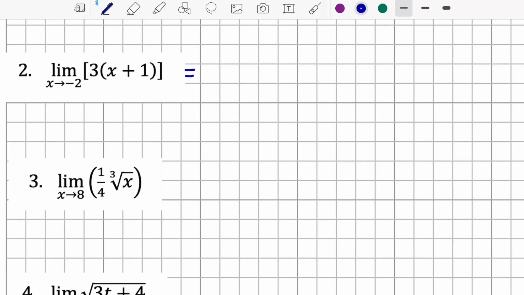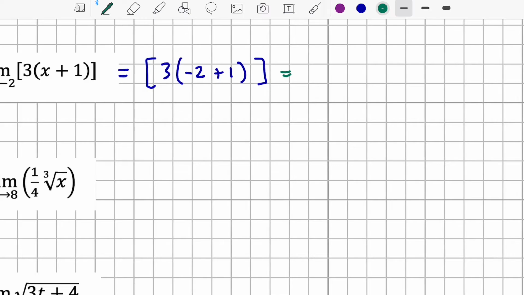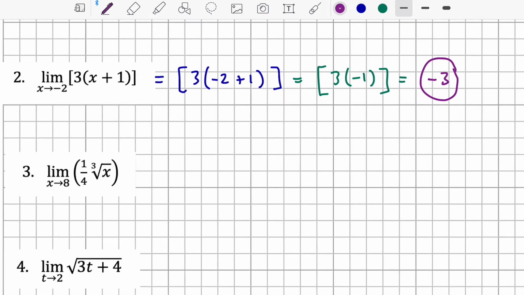What that means is this: you're going to get rid of the limit, and you're going to plug in that -2 wherever you see an x. So let's do that. So it'll be 3 times the quantity x becomes -2, plus 1. Now we're just going to simplify. First inside the parentheses. So we have 3 times, inside the parentheses, -2 plus 1 is -1. And then we just multiply 3 times -1, which is -3. There. We found the limit as x approaches -2 of that function there.